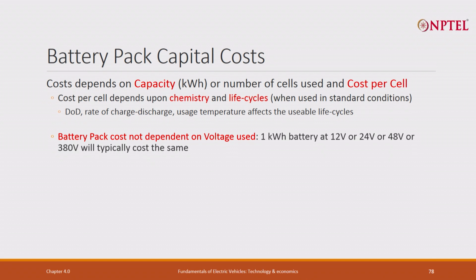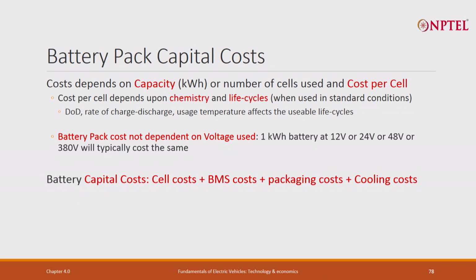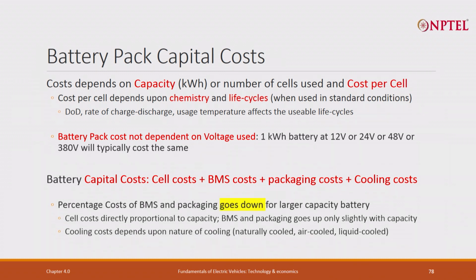Your BMS may be designed slightly differently, your pack may be designed slightly differently, but those are marginal. Cell cost is the dominant cost. As I told you, we need to take into account cell cost, BMS cost, packaging cost and cooling cost. Cooling is very important, particularly for a large battery.